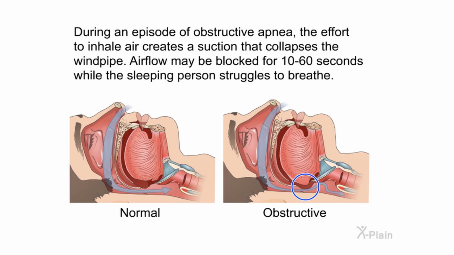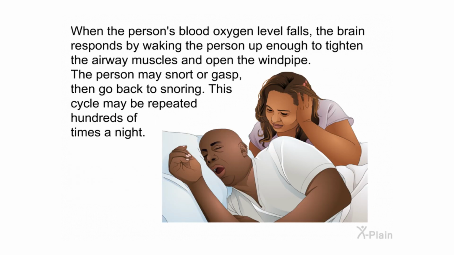During an episode of obstructive apnea, the effort to inhale air creates a suction that collapses the windpipe. Airflow may be blocked for 10 to 60 seconds while the sleeping person struggles to breathe. When the person's blood oxygen level falls, the brain responds by waking the person up enough to tighten the airway muscles and open the windpipe. The person may snort or gasp, then go back to snoring. This cycle may be repeated hundreds of times a night.